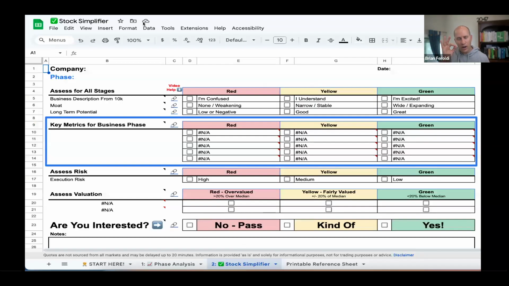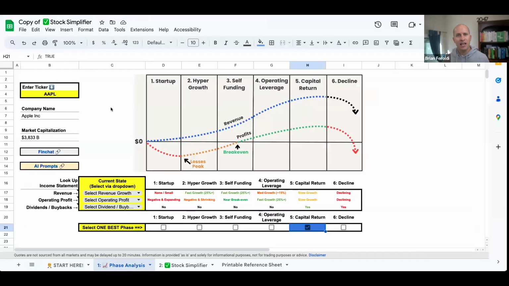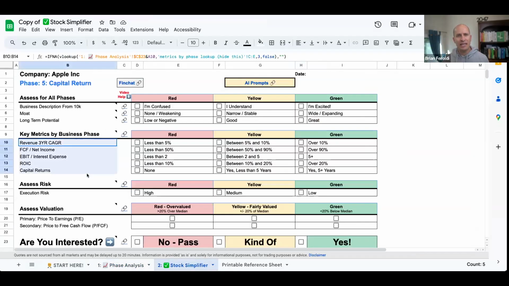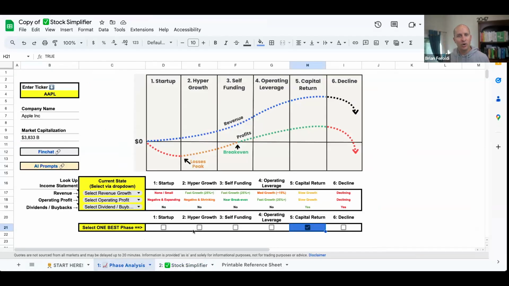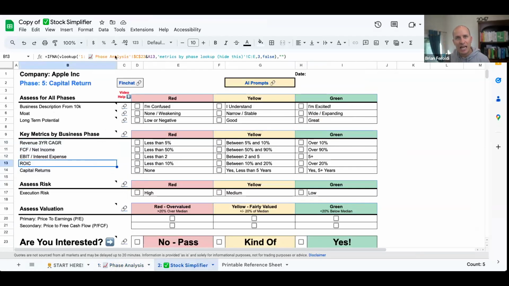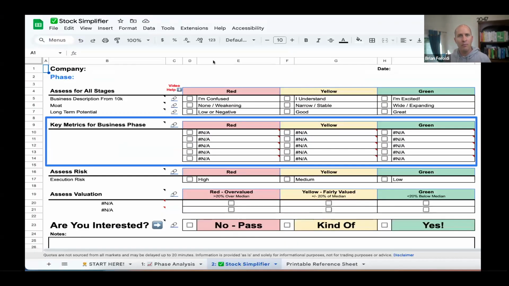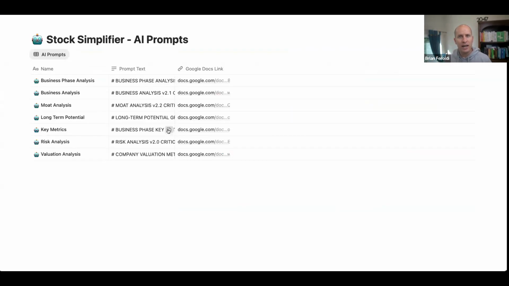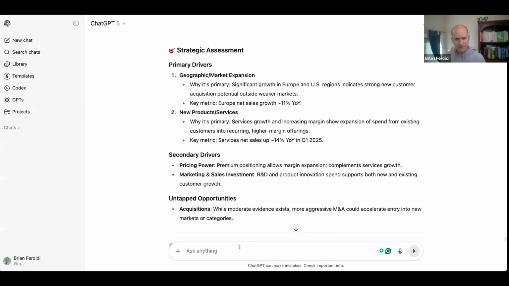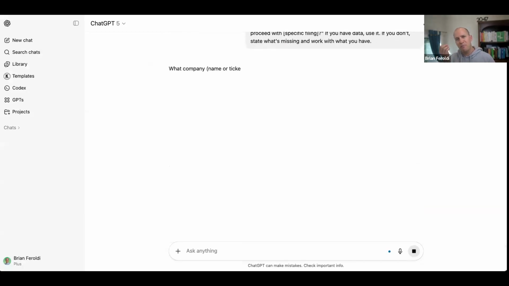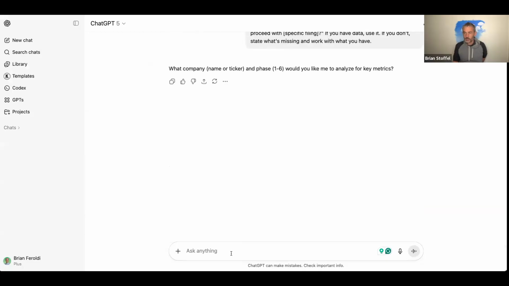Next, key metrics. Key metrics to look at. So one thing that we love about Stock Simplifier is the metrics that you use to analyze a company. These change depending on which phase the company is in. So you pick a different phase and the metrics change. That's such a critical thing if you're going to be analyzing companies. It's a huge mistake to judge all companies by the same metrics. Metrics change over time. You need to adapt with them. So the Stock Simplifier tool will do that for you, but we are going to use the AI prompt to do that analysis. Now, one thing, if you've ever used AI, you know that it doesn't always get the math correct. So we'll double check its work.